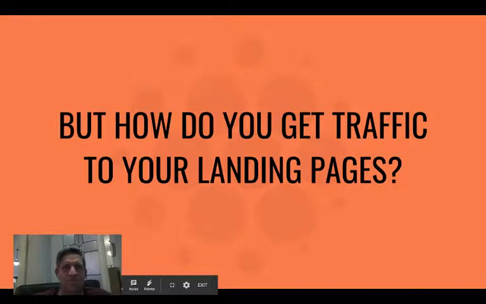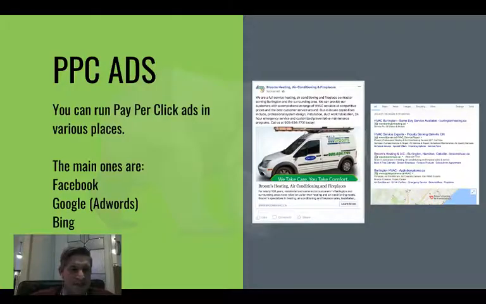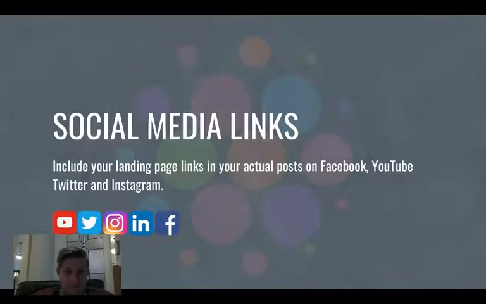How do you get traffic to your landing page? Having a landing page is great, but then how do you get people to see it? You can run pay-per-click ads in various places. The main ones are Facebook ads, like you see here on the left-hand side. On the right-hand side, you see AdWords; there's Bing, there's Yahoo. That's basically buying ads for traffic and getting that traffic to your landing page. You can include your landing page in links in actual posts on Facebook, YouTube, Twitter, and Instagram. These are posts you don't buy, so including them in social media and YouTube links and descriptions.